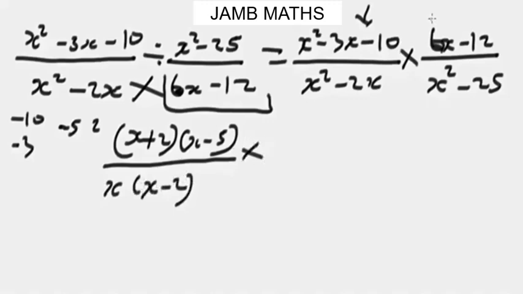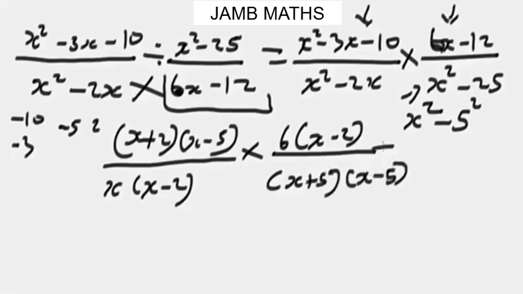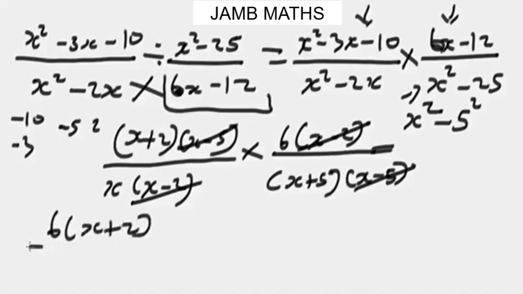Okay, now times, when you factorize this numerator, you're going to have 6 in bracket x minus 2 over, when we factorize the denominator here, x squared minus 25, the same thing as, when we apply the difference of two squares technique, x squared minus 5 squared. And x squared minus 5 squared is the same thing as x plus 5 times x minus 5. So now we have factors that are cancelled out. X minus 5 here, we cancel x minus 5 here, and x minus 2 here, we cancel x minus 2 here. So finally, our result will be 6 times x plus 2 over x times x plus 5. So this will be the answer to this question.